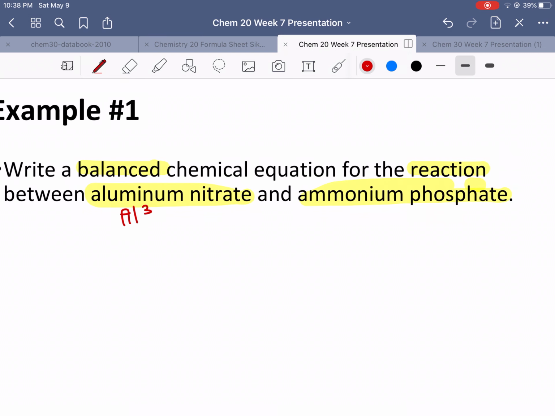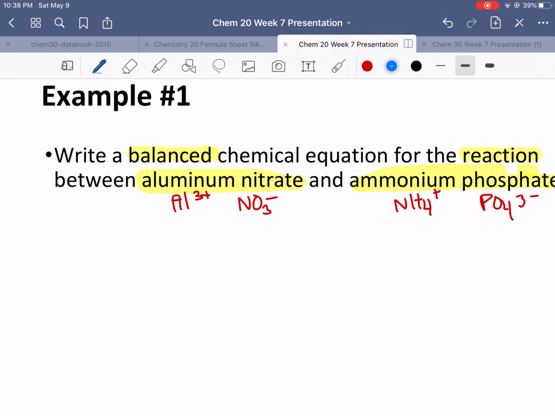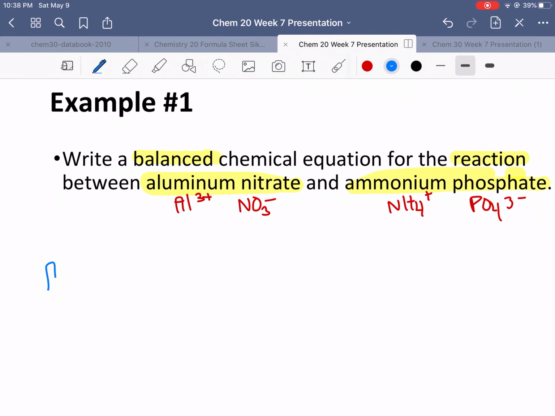Aluminum is Al3+, nitrate is NO3 negative. Now going into the next one, ammonium is NH4+, not ammonia, ammonium. Phosphate is PO4 3 negative. Drop and swap, figure out your balanced formulas with charge. We will have aluminum bracket NO3, 3 of those.